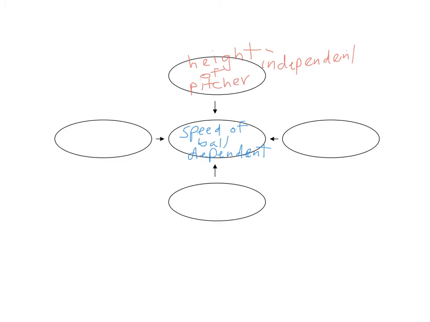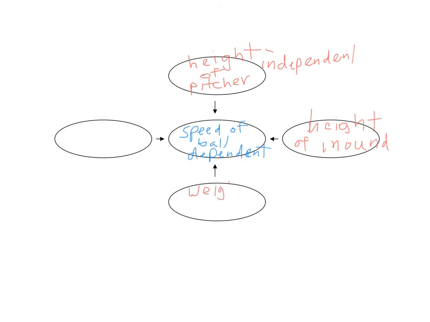Okay? So we have the speed of the ball, and that depends on the height of the pitcher. The taller pitcher, usually they have more leverage, so quite often they can throw a bit faster. But there's other factors, and these would be our controlled variables that we would put in these. So some different factors that could be controlled would be the height of the mound. Another controlled variable could be the weight of the ball.